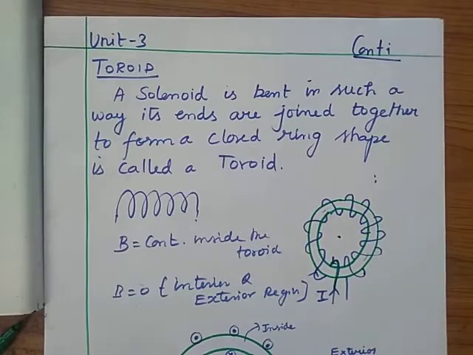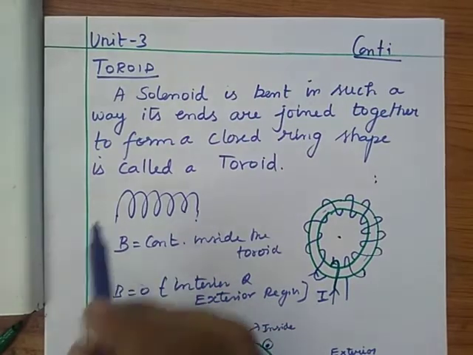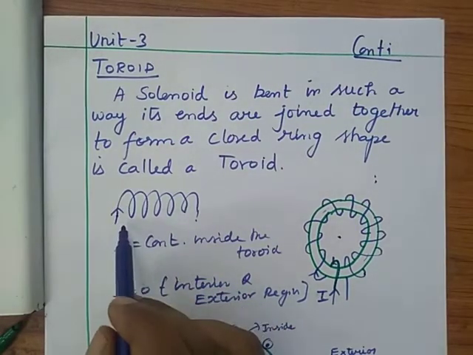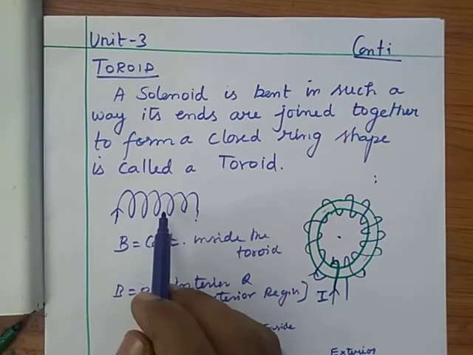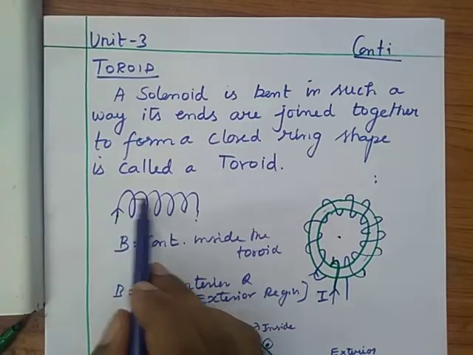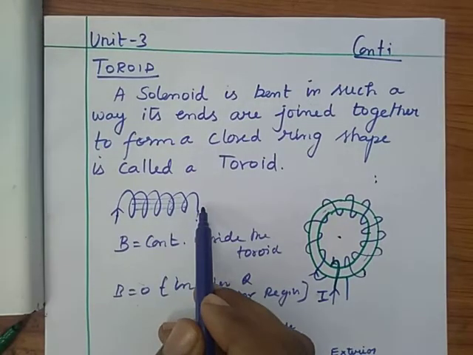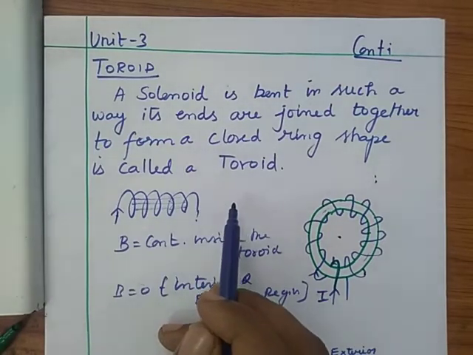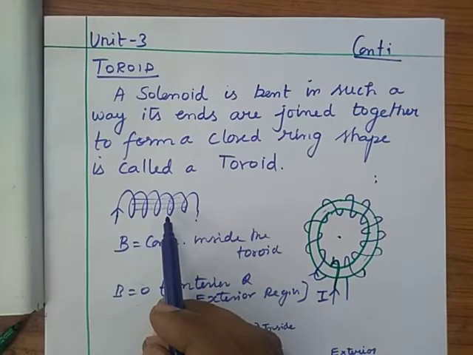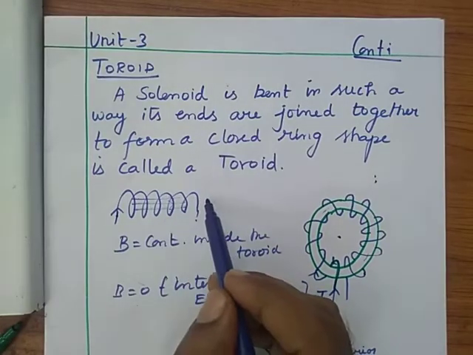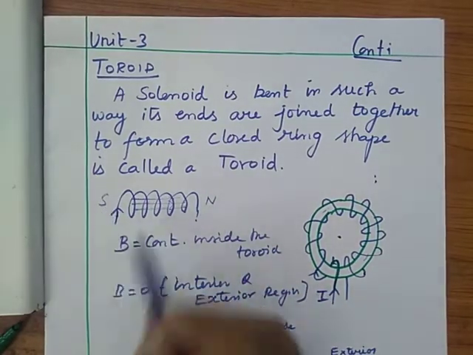In our previous class we learned about the solenoid. We know very well a solenoid is a long coil of wire wound in the form of a helix. This one is a solenoid. If we apply a current in the solenoid, then it behaves like a magnet. The magnetic field inside the solenoid is uniform, parallel to the axis of the solenoid. That you know very well. Using the right hand palm rule, we can identify the north and south pole of the solenoid.